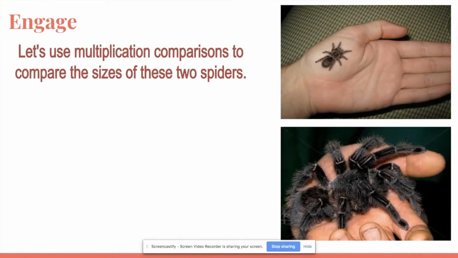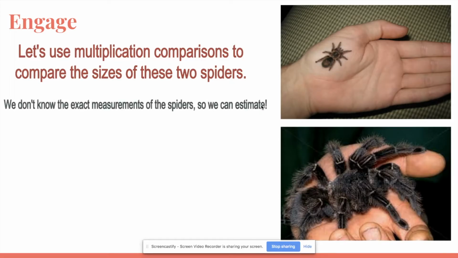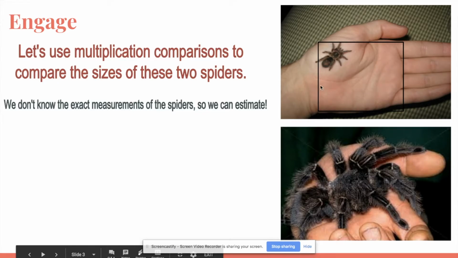Spiders. Okay, so let's use multiplication comparisons to compare the sizes of these two spiders. How much bigger is this black spider than this brown spider? Now, we don't know the exact measurements of the spiders, but we can estimate. You see this guy, he's taking up pretty much the whole entire palm. So that's about like the whole palm of the hand right here. So about how many of these little spiders would it take to make up the size of this big spider? So how many times bigger is this black spider than the brown spider?